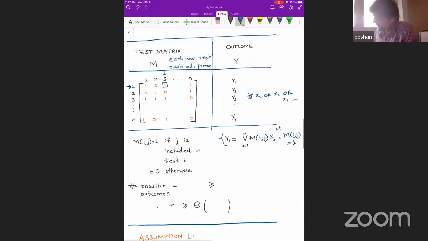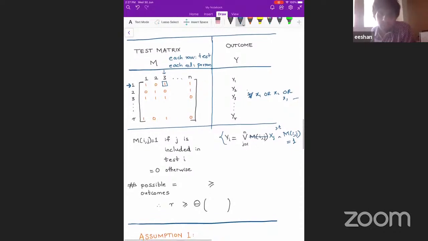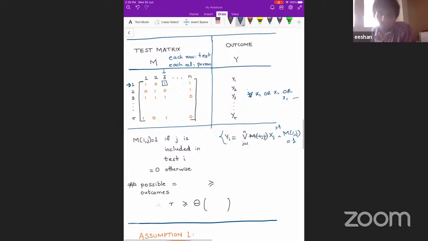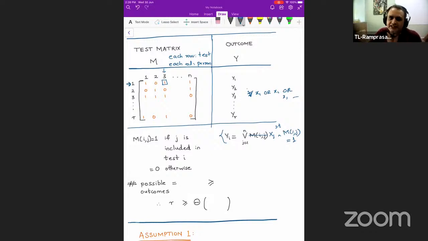I'll see who all are pooled in that particular test, and I'll OR the corresponding xi's. So if 1, 2, 3 are pooled, I'll take x1 or x2 or x3. It's basically what you would think should happen, right? You are combining 1, 2, and 3. If any of them turn out to be positive, the test should be positive. If all of them are negative, then the test will be negative. I hope I'm clear.